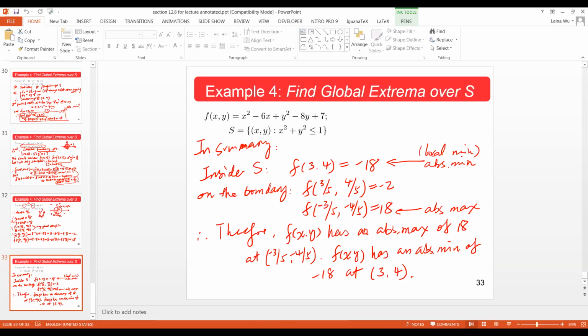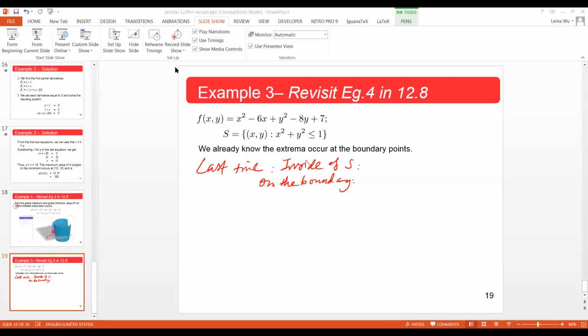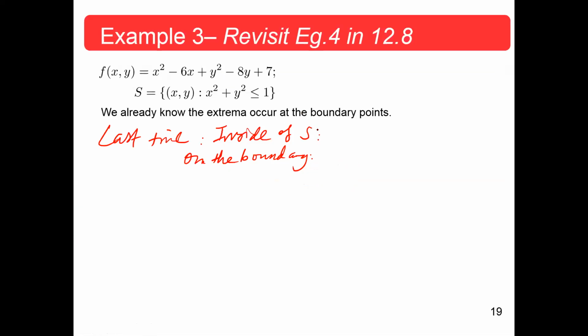Let me get 12.9. I think I have to reshare again. Okay, so let's continue here. So f(3,4) equals negative 18. That's inside of S. Inside of S, this is by the second partials test.